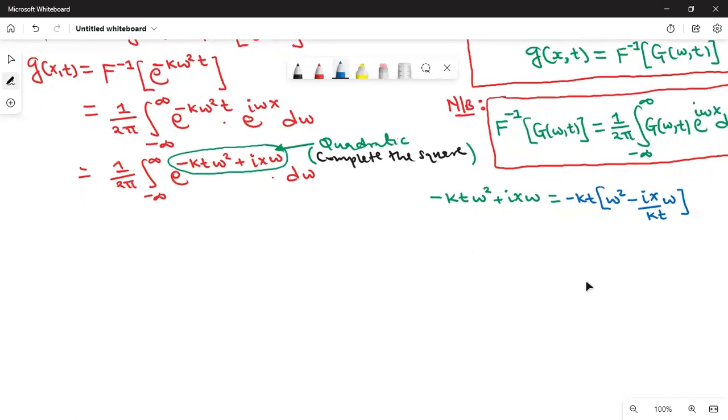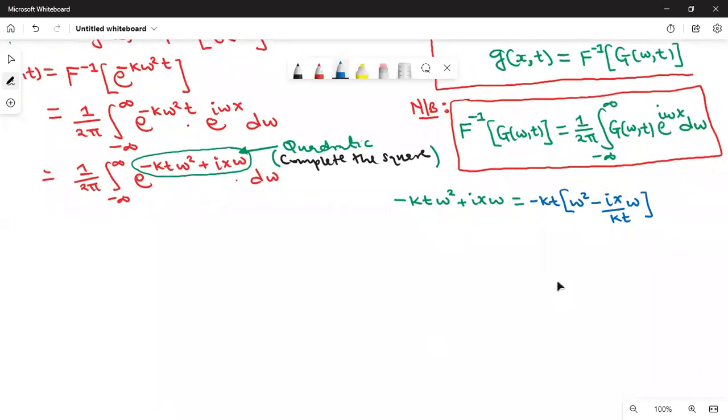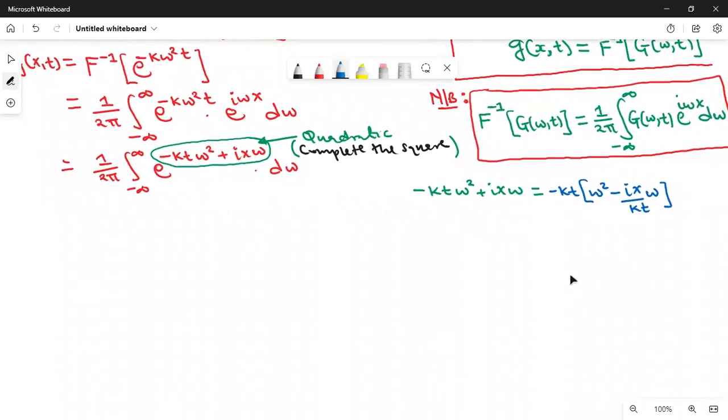Why? Because when you're completing the square, you must ensure that the coefficient of the highest power of omega, in this case, should be equal to 1. So then you complete the square inside the bracket. This is the same as negative kt, omega squared minus iota x over kt omega. I need to add a number c, then minus the same number c.